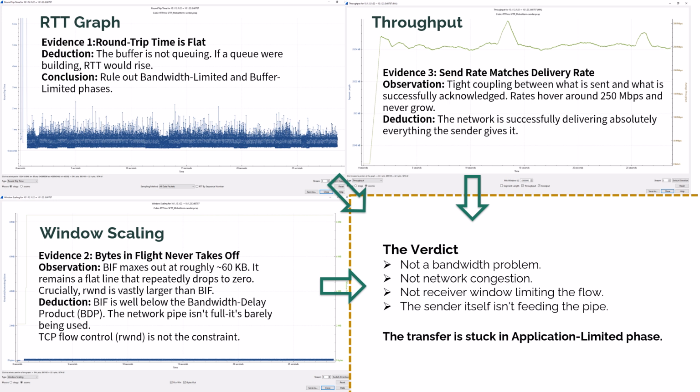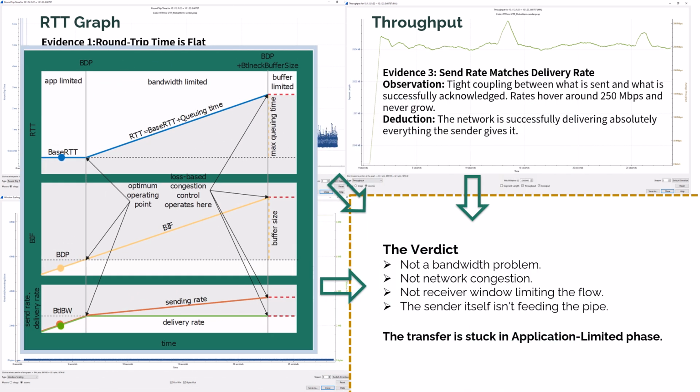Third, send rate equals delivery rate. This means the network is delivering everything the sender transmits. It's clear. The bottleneck is the send rate. The network is delivering everything the sender transmits. It's just not transmitting much. Now, look at our model. Which phase matches all three? Only one, application limited phase.